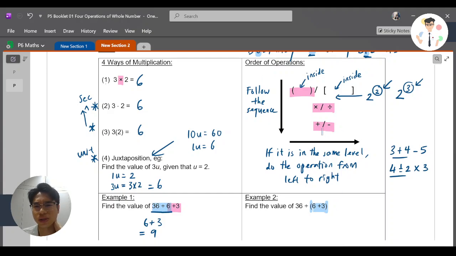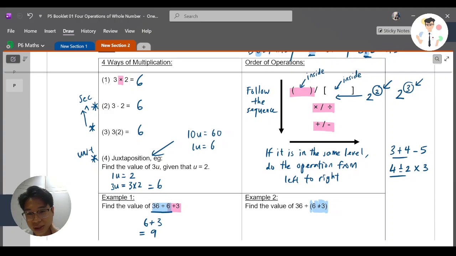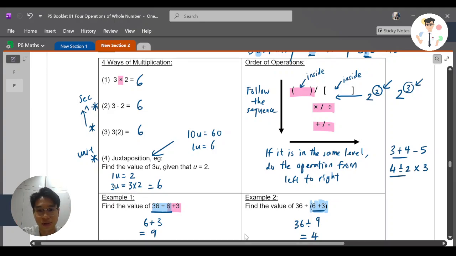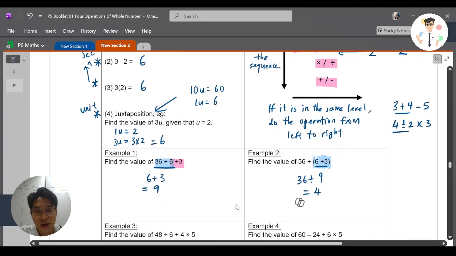But teacher, 6 plus 3 is at the bottom leh. Plus ma. Yes, but if it's inside parenthesis, that is what you need to do first. So in this case, I need to solve this first. 6 plus 3 is what? 9. And don't forget, in front you have 36 divided by 9. And in this case, 36 divided by 9 is equal to 4. I hope you get the idea, and that's the difference between with parenthesis and without parenthesis.